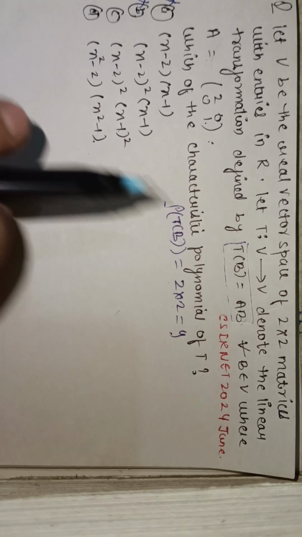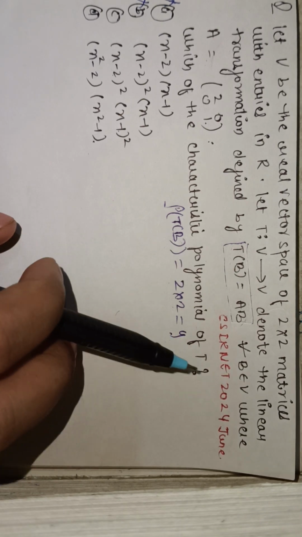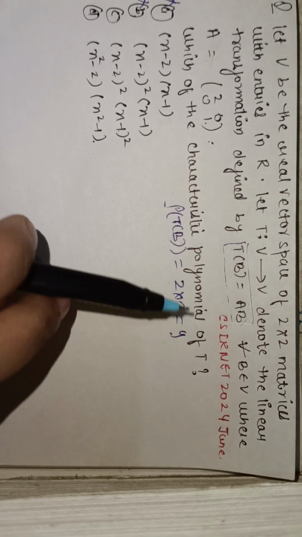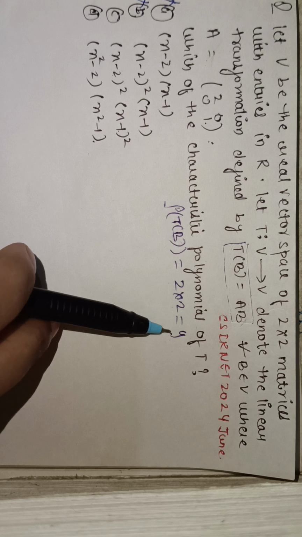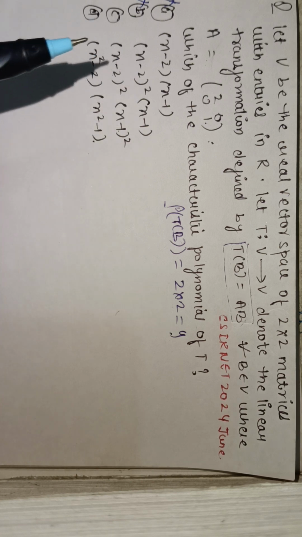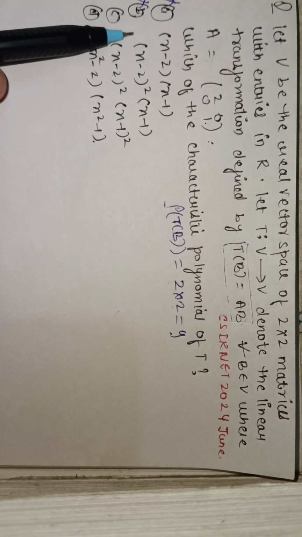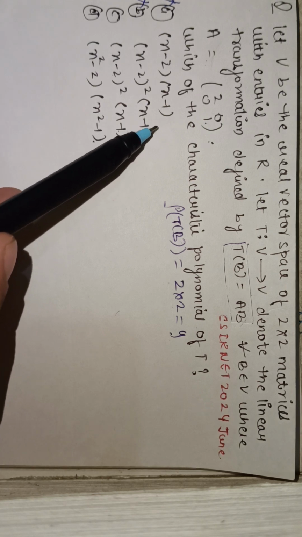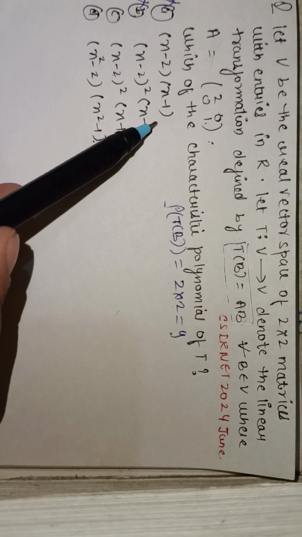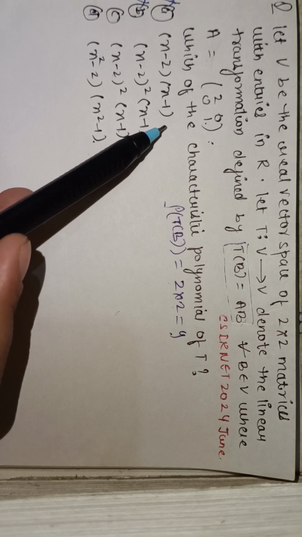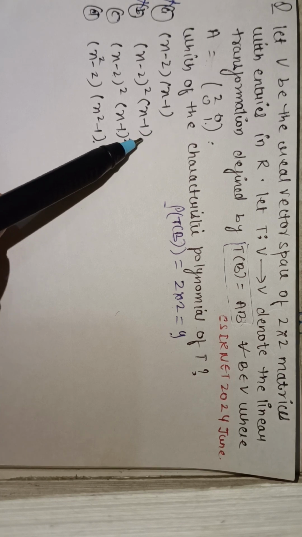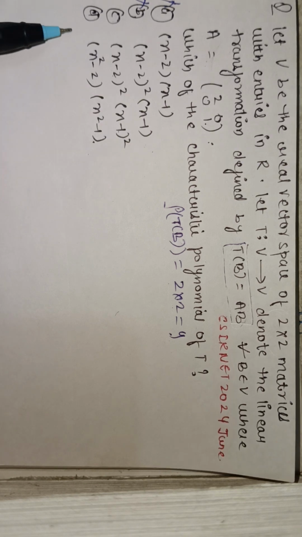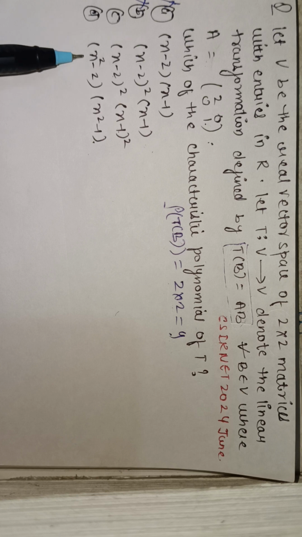That is, the matrix formed by this transformation has rank 4. So by seeing the rank, we can decide the degree of the characteristic polynomial. It has rank 4, so the degree is also 4. So we see the options. Option A has degree 2, which is not possible because if rank is 4, the characteristic polynomial is also of degree 4. Option B has degree 3, not equal to 4, so it is also not possible. Now we'll see option D.